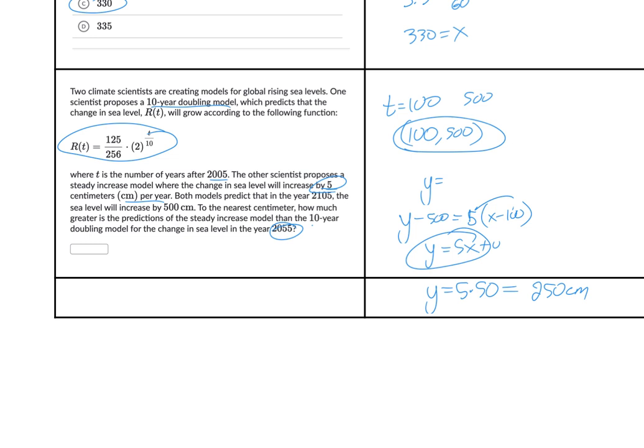Okay, and then we'll plug this other one into the calculator, 125 over 256 times 2 raised to the 50 divided by 10. I get 125 eighths. So 250 minus second answer equals 234.375 centimeters. It says to the nearest centimeter, so 234 centimeters.